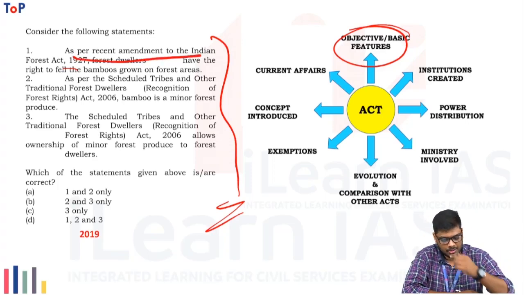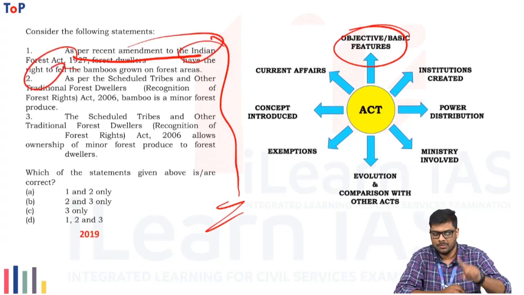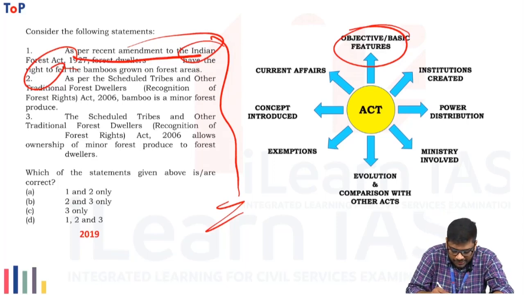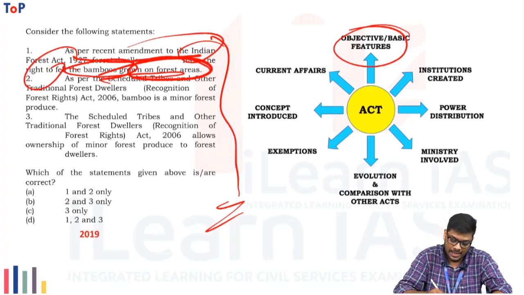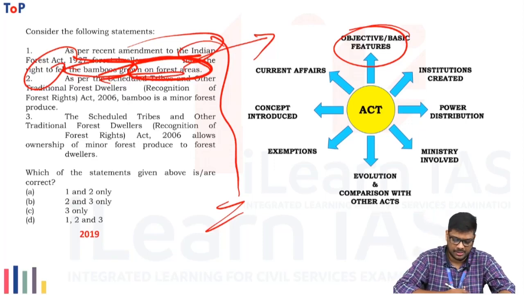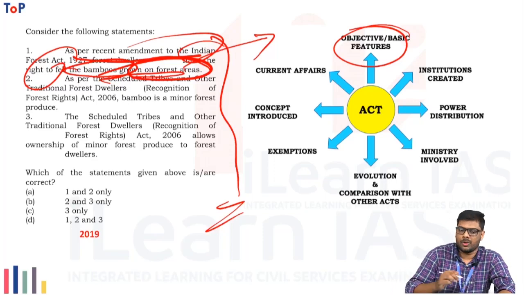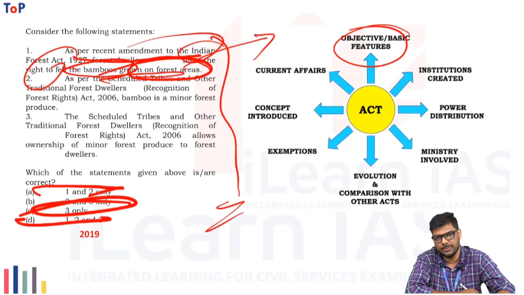As per the recent amendment to the Indian Forest Act, the amendment can be left out, but the basic objective remains the same, right? The basic objective remains the same, meaning forests should be protected. You cannot fell bamboos grown in forest area. In fact, you can fell bamboos grown in non-forest area. So you know the basics. If you know the basics, you can either eliminate an option or take it. So here 1 can be eliminated. Here 2 and 3 only.